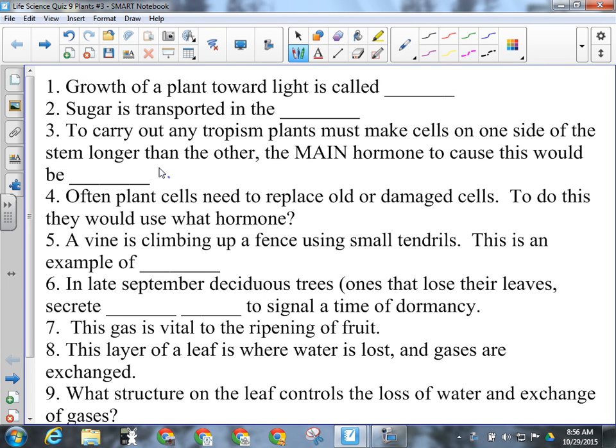Okay, growth of a plant towards light is called phototropism. Okay, sugar is transported in the phloem. To carry out any tropism, plants must make cells on one side of the stem longer than the other. The main hormone to cause this would be auxins.